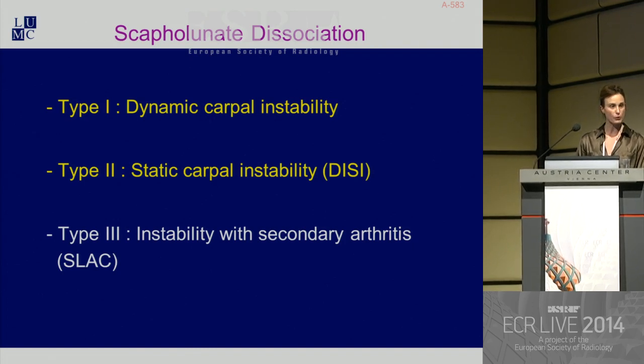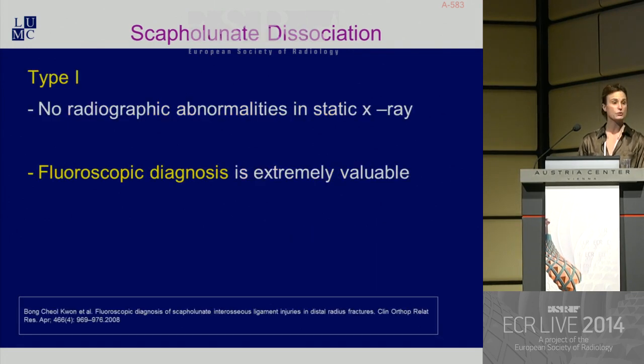So for type 1, we have a patient who has fallen on the palm, he has a lot of pain in the wrist, and we make an X-ray. In this particular case, the X-ray is normal. So although the patient has a rupture of the scapholunate ligament, there is no abnormality on the static X-rays.